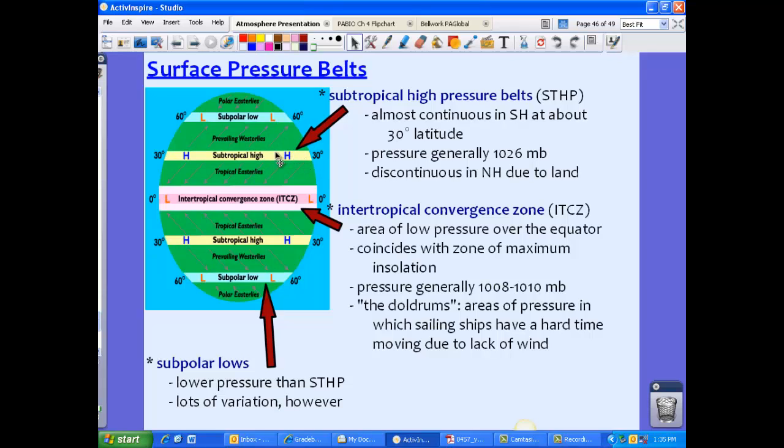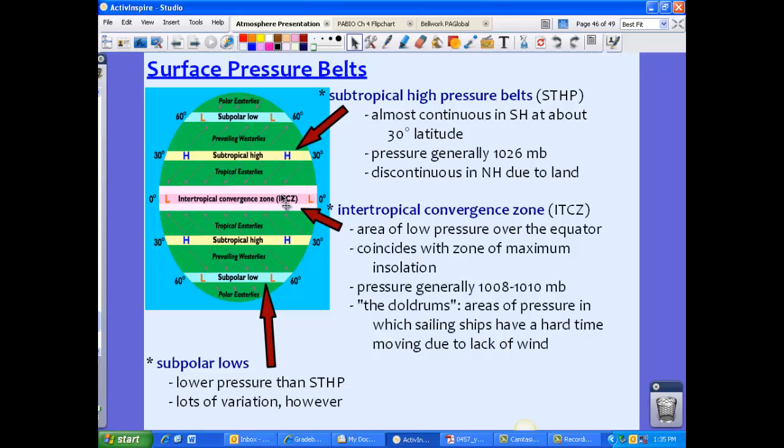And if we were to take a look at the northern hemisphere, at about the same latitude, 30 degrees north, this is actually very discontinuous. We have a lot of land in these particular areas. So it's not always a subtropical high. We do see a lot of variation in this particular location.